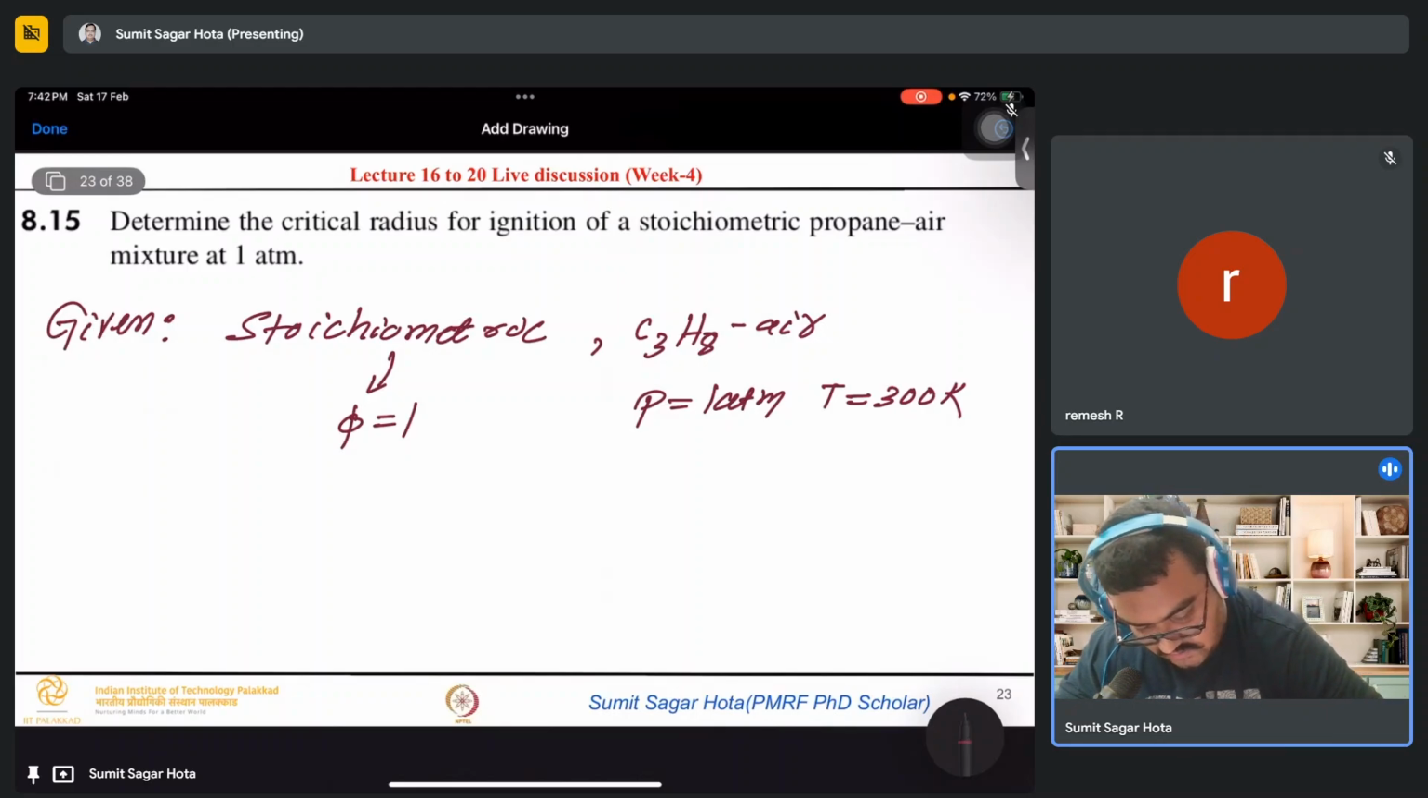One way you can write T as TU, where TU means the unburned case. Now what do you want? The critical radius for ignition. This is the important part.